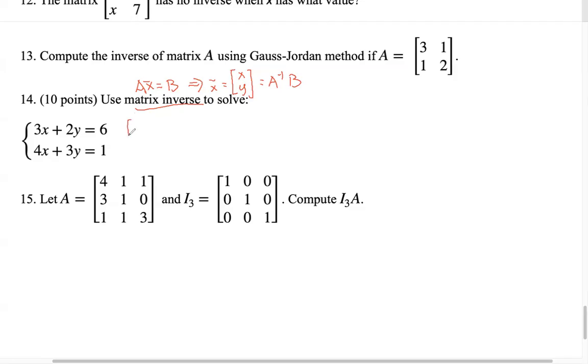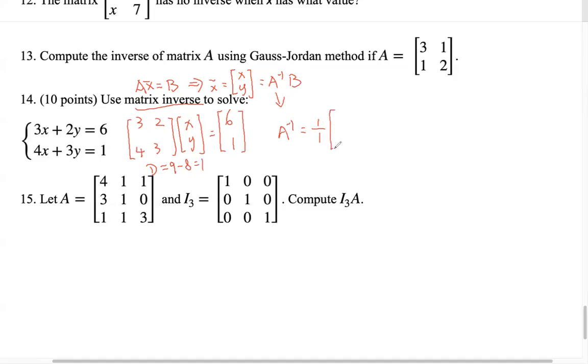So let's write down A. Well, A is 3, 2, 4, 3, times X, which is (x, y), equals B. So this should be your first step, right? When you see use matrix inverse method to solve, now we need to find A inverse. So A inverse equals 1 over D, the determinant. What's the determinant? 3 times 3, 9, minus 2 times 4, 8. It says 1. 1 over 1, we could just ignore it.